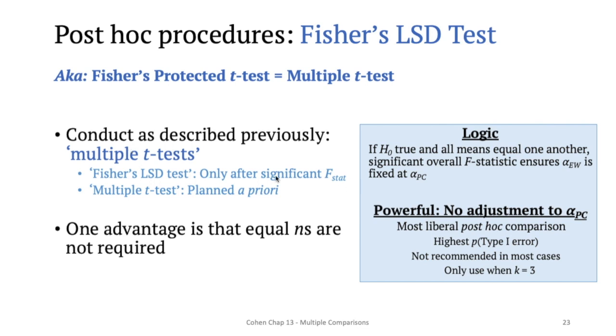The test that's only after a significant F test, that's when you call it a Fisher's LSD test. If it's planned a priori, then you can call it multiple t-tests. And one advantage is that the equal ns are not required, and it's the most liberal post hoc comparison because it's not making any adjustments, so it's really powerful. It can find the effects that actually exist, but it also has a high type 1 error rate. And in general, it's not recommended in most cases. I would only use it when k is equal to 3 or less.